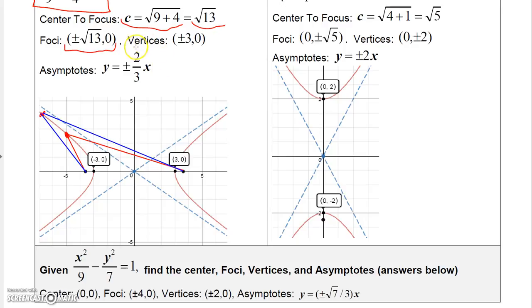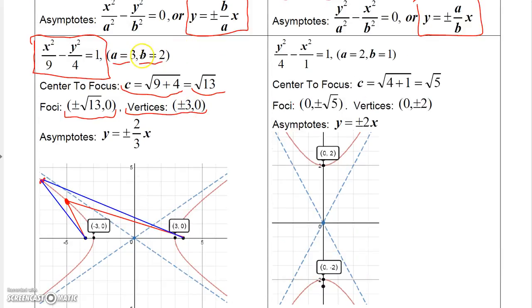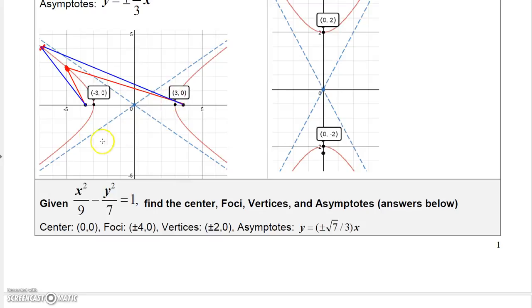And then the vertices of the hyperbola are the points plus or minus a, 0, so that would be plus or minus 3, 0. So here's the vertex on the left, minus 3, 0, and there's the vertex on the right, 3, 0. Now, let me clean up some of this, get some of this stuff out of the way here.